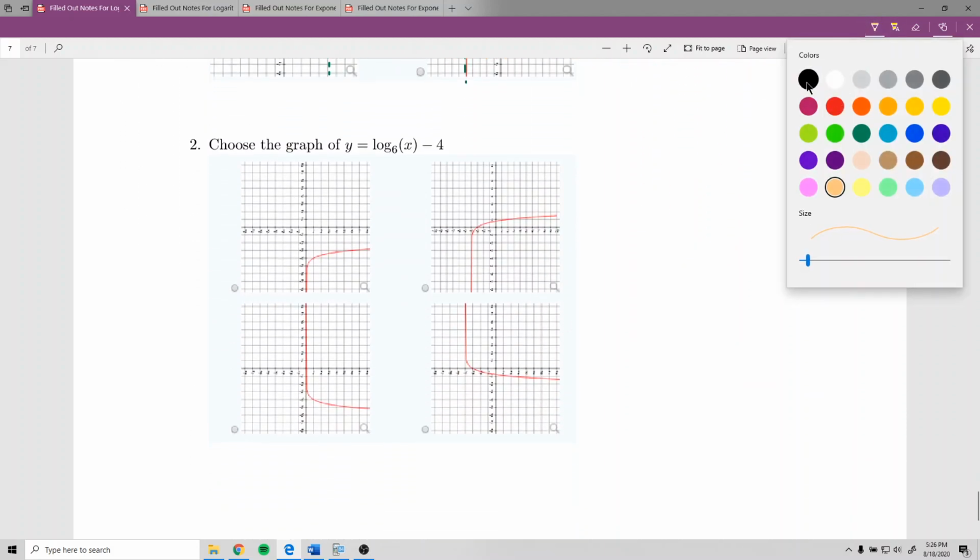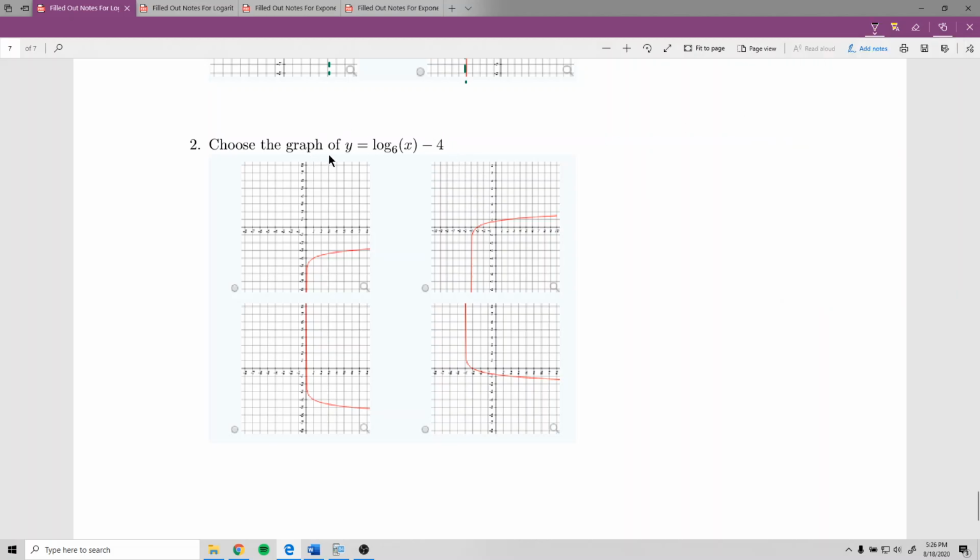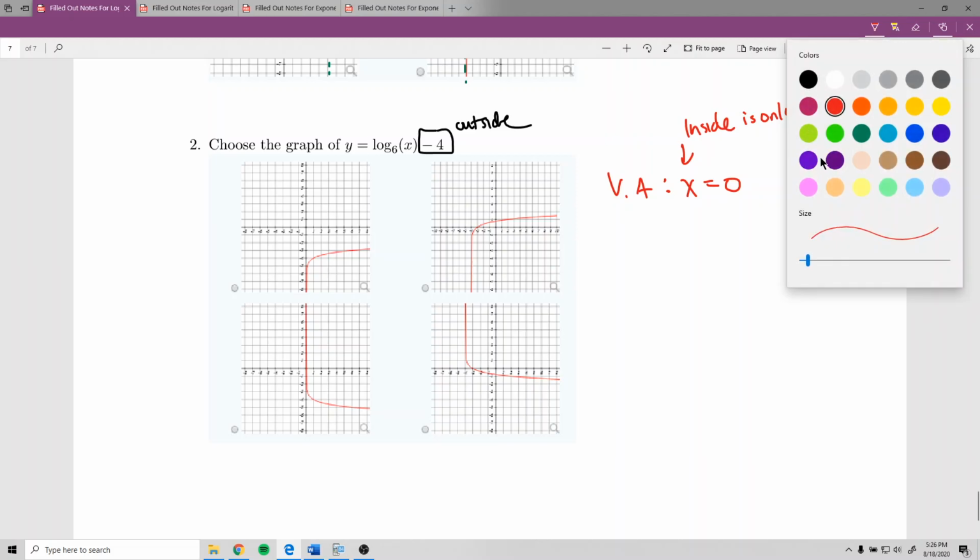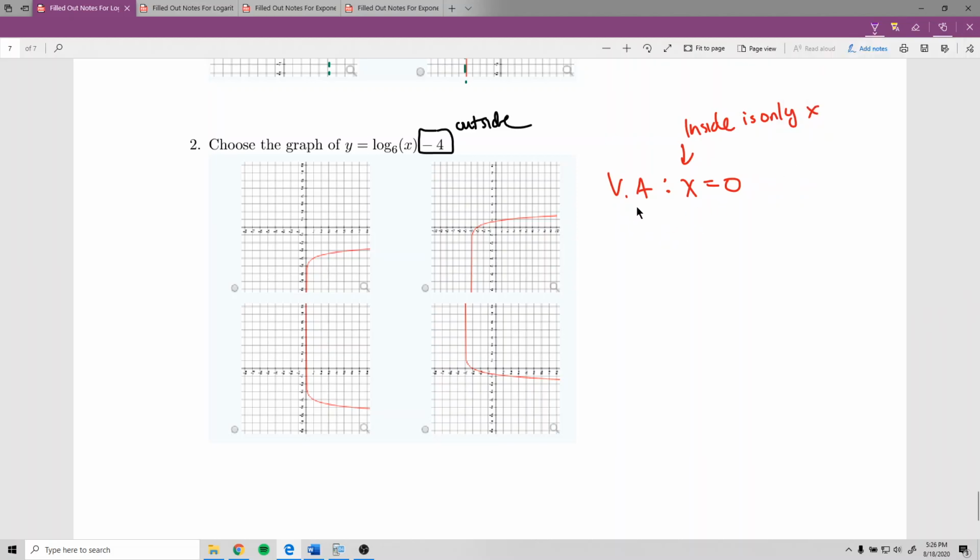All right, so the next one here, this is one that I really just want everyone to be careful on. Choose the graph of y equals log base 6 of x minus 4, and you'll notice the minus 4 is on the outside of this one. It's not on the inside of the parentheses. So when we do the vertical asymptote here, we set the inside equal to 0, but the inside is just x. It's not x minus 4. Right, and so that means the vertical asymptote is the y-axis for this one.